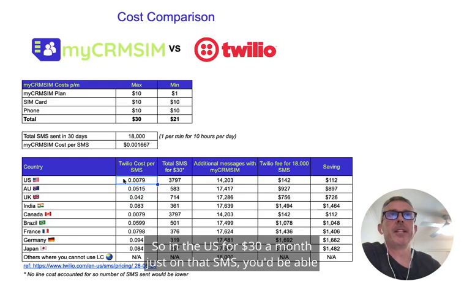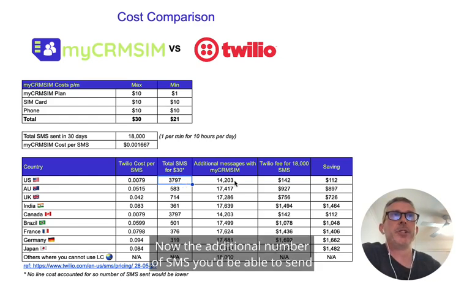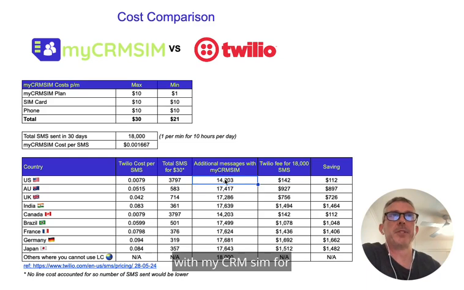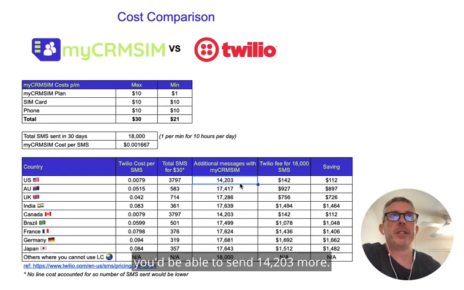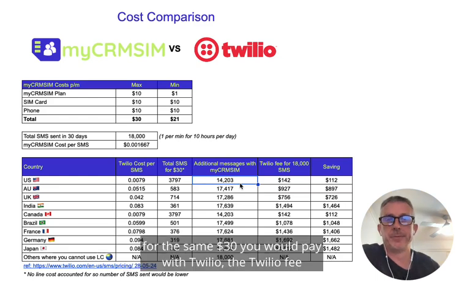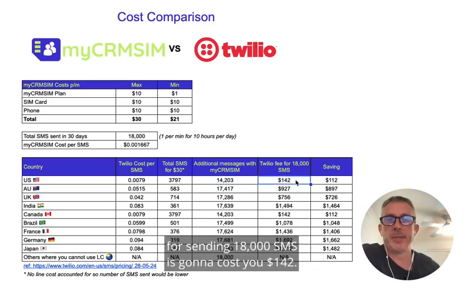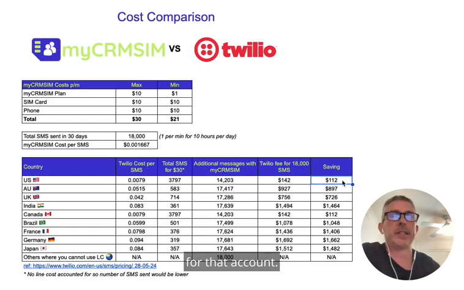So in the US, for $30 a month just on that SMS, you'd be able to send 3,797 SMSs. Now, the additional number of SMSs you'd be able to send with myCRMSIM for that same $30, given you can send 18,000 here, is 14,203 more. So that's roughly 4 or 5 times the amount of SMSs that you could send with myCRMSIM for the same $30 you would pay with Twilio. The Twilio fee for sending 18,000 SMSs is going to cost you $142. So the actual saving with myCRMSIM is $112 a month for that account.